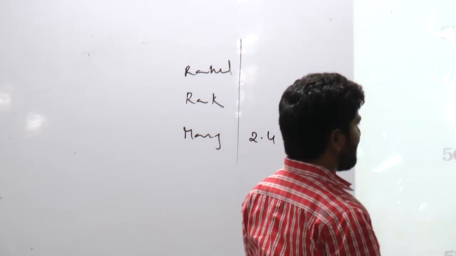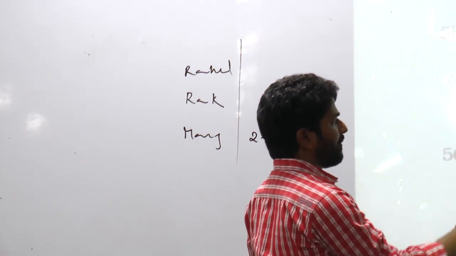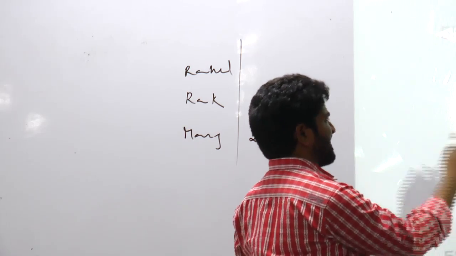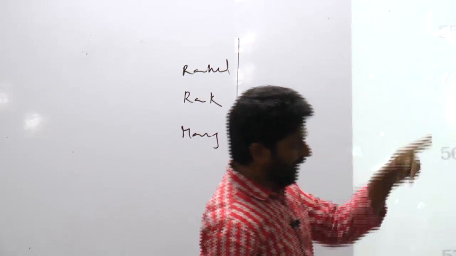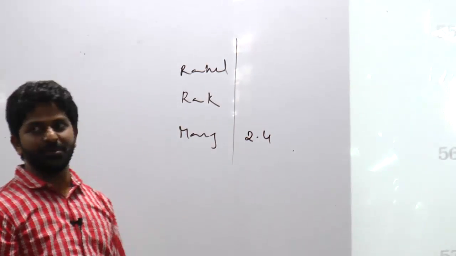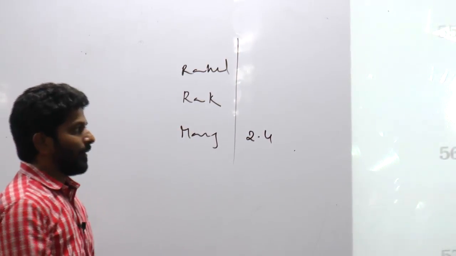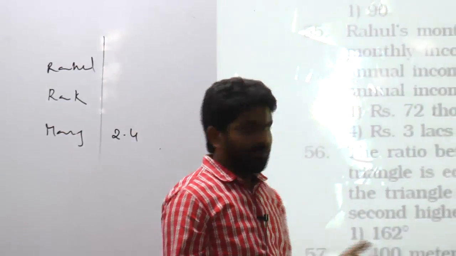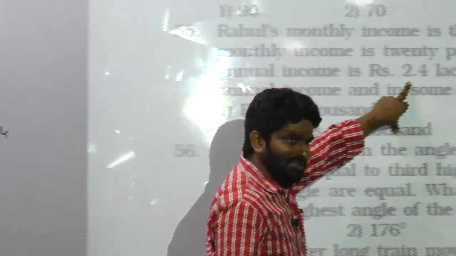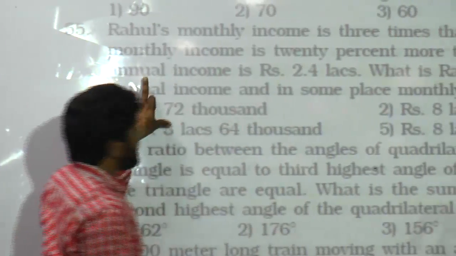3 times. It should be a 3 multiple. No. Yes, this cannot be your answer. Answer should be the 5th option. If you don't have none of this, you can go for the 5th option, because you are asked about annual income. Something is given in lakhs. This is Manoj's income.